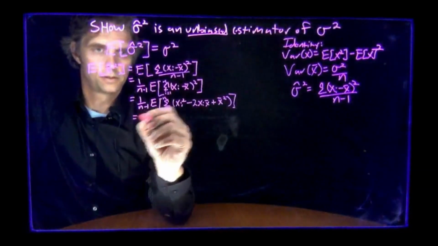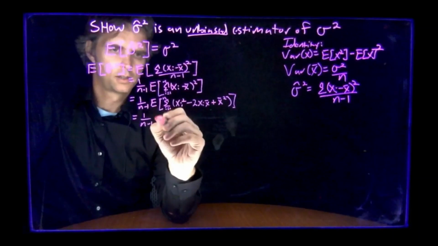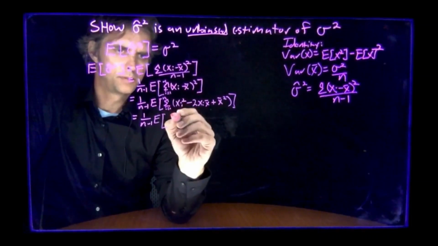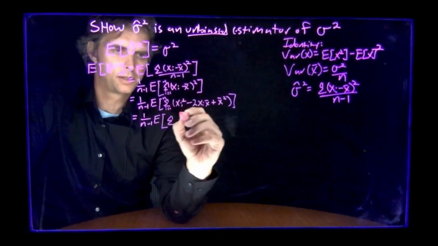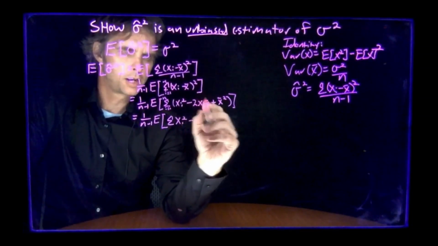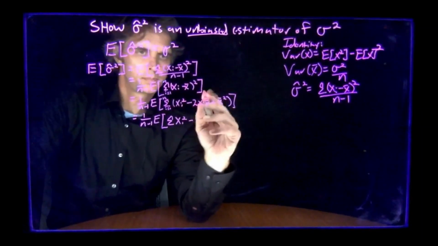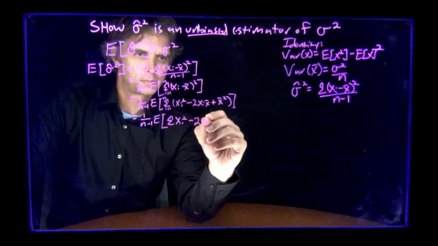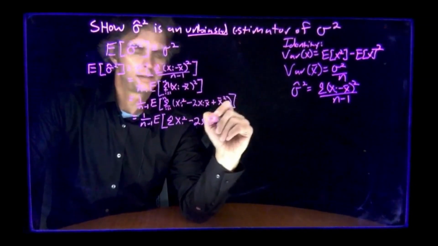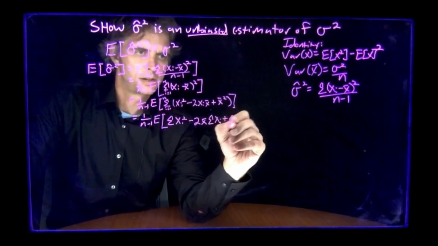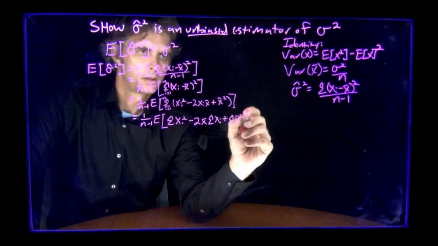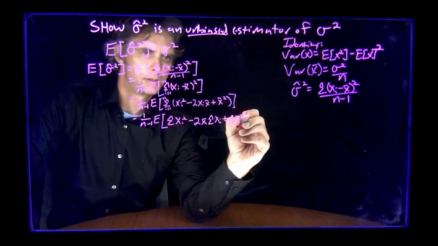So this will equal 1 over n minus 1 times the expected value of, and we'll make this the sum, it'll just be understood to be i equals 1 to n of xi squared, minus 2 is a constant, and x bar will come out, so it'll be minus 2 x bar, because x bar is just a number, the sum of xi plus the sum of x bar squared. Great. And we'll close that off.